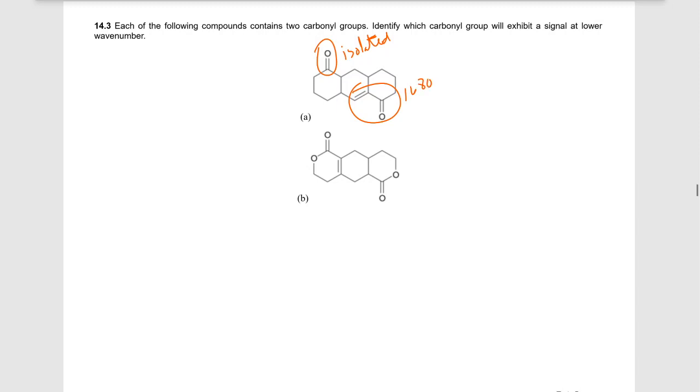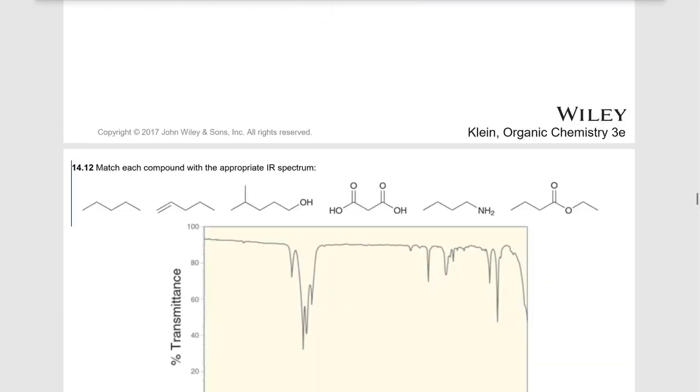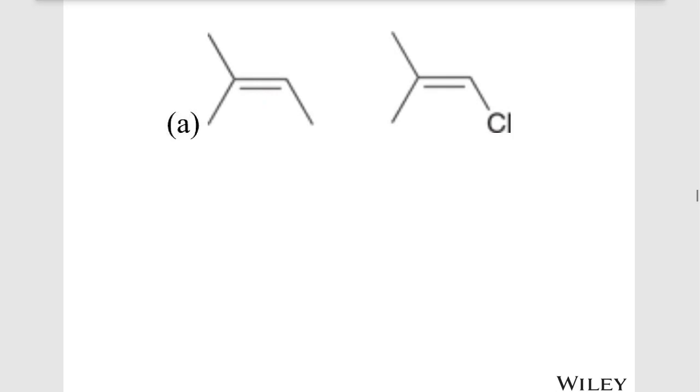Okay, the next molecule has 2 ester functionalities. The one on the right is isolated, it's not conjugated, so that's going to be around 1740. And the one on the left is conjugated, so it may come in around 1680, 1720, something like that. So the one on the left is going to be a lower wave number. The question here was, which of these is going to give us a stronger signal? Well, we're going to have a larger change in dipole in the molecule on the right, so the molecule on the right is going to give us a stronger signal.